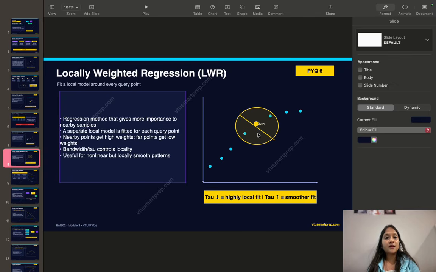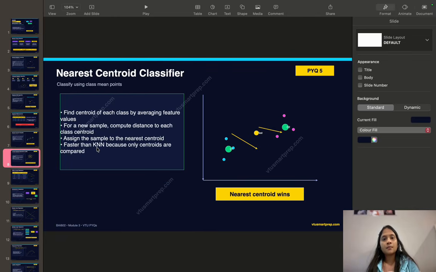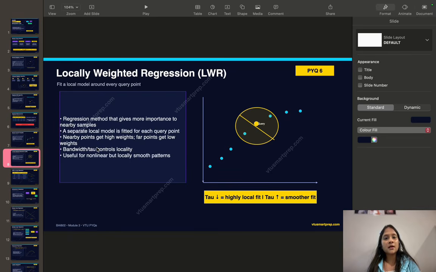Next is locally weighted regression. LWR, initially I said linear weighted regression, but no, it is locally weighted regression. It is not linear weighted regression. Here you can see these are the steps. Three topics we covered: KNN, weighted KNN, and the nearest centroid classifier. The next topic is LWR, which stands for locally weighted regression.